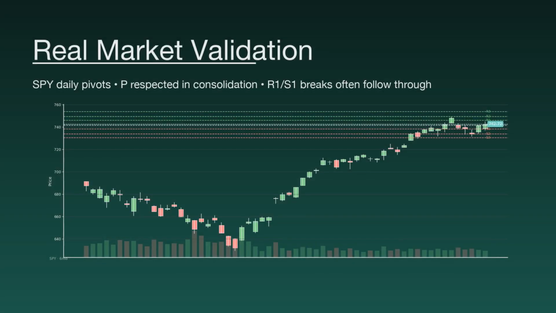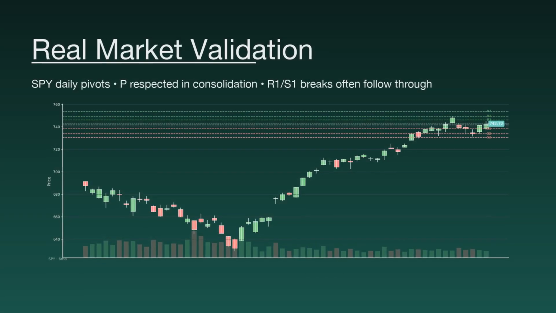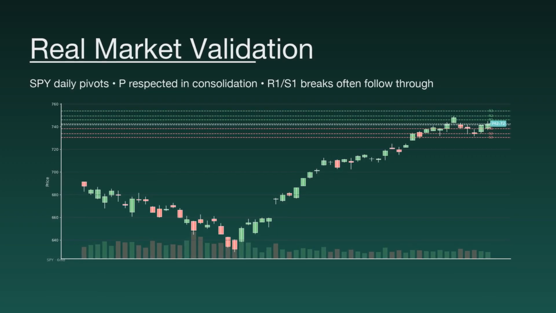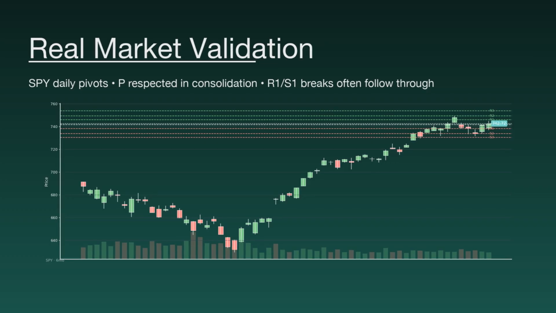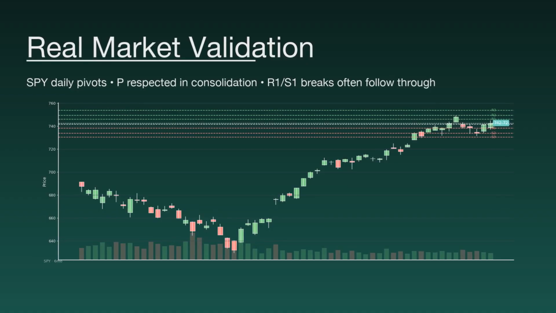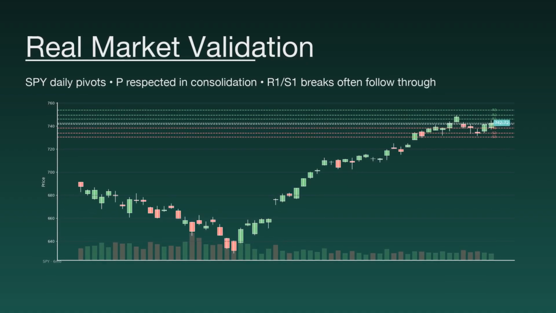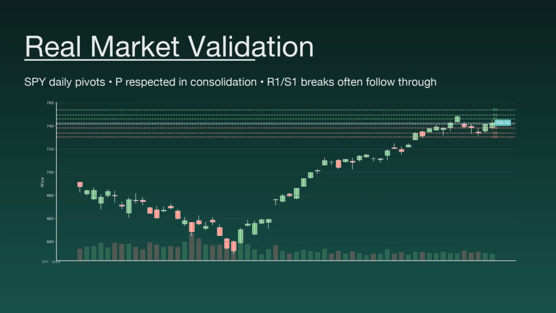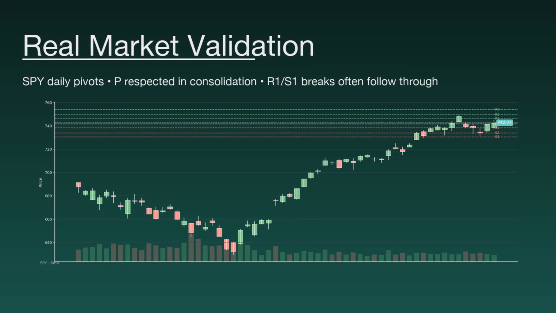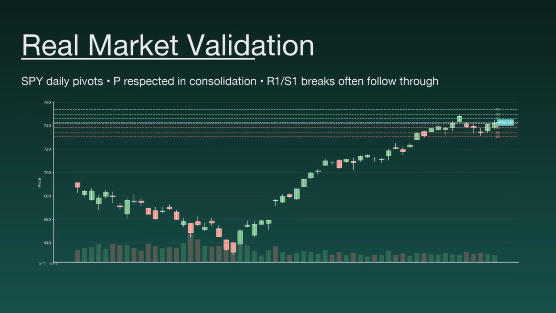Now let's see this on real price action. On daily SPY, we plot the central pivot derived from the prior period's high, low, and close. Watch how price respects P during consolidation phases and how breaks of R1 or S1 frequently precede sustained directional moves. The levels aren't magic, but the reaction rate is high enough that they belong on your chart as reference structure.